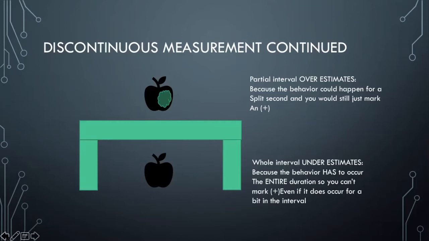For example, with this whole interval recording, let's say a behavior occurred 9 out of the 10 seconds, I can't mark it as occurring. So if I'm just looking at the data, it looks like that kid did not engage in that behavior for that entire interval, even though he totally might have for like 5 or 6 seconds, right?